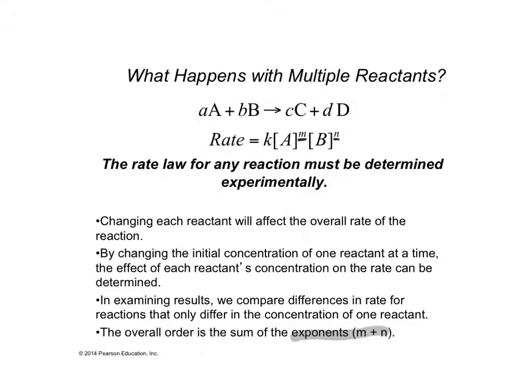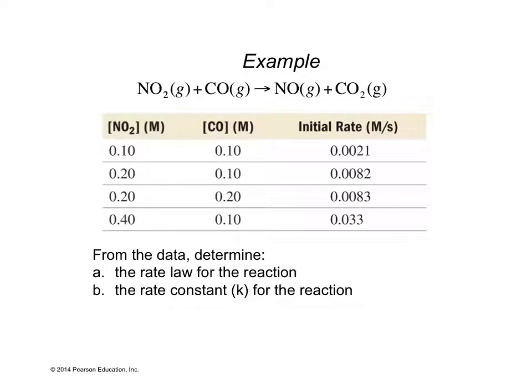So how are we going to do this? How are we going to figure out the orders when we have 2 things that we have to consider? What we're going to do is something very similar to what we did for one reactant, except now we're going to run more experiments, and we're going to hold one of the things constant while we vary the concentration of the other, and we're going to look at what happens to the overall rate.